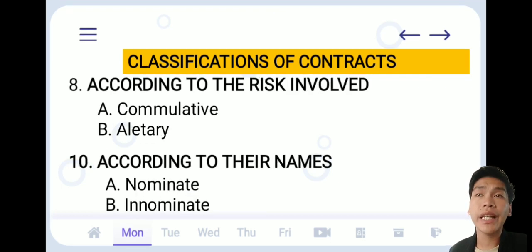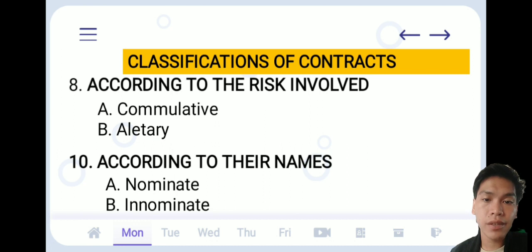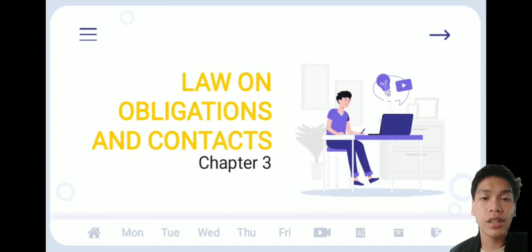According to the risk involved, contracts can be categorized based on the level of risk each party assumes, such as fixed price contracts or cost reimbursable contracts. According to their names, contracts can be classified based on their specific names or titles, such as lease agreements, purchase contracts, service agreements. So that's it for today for the contracts.